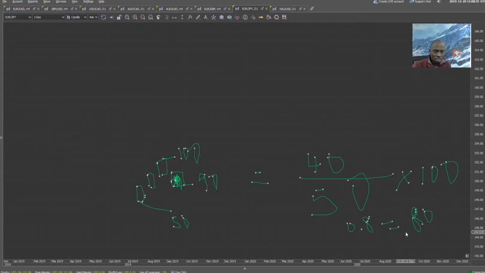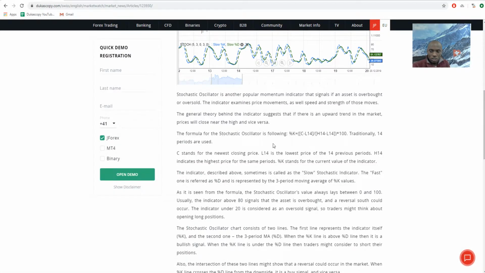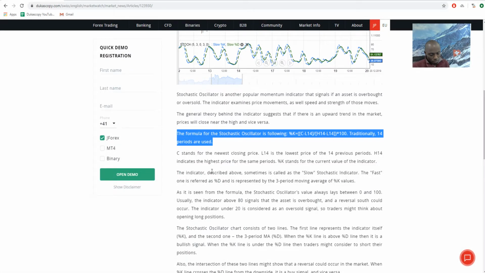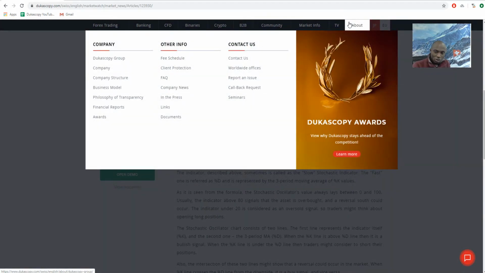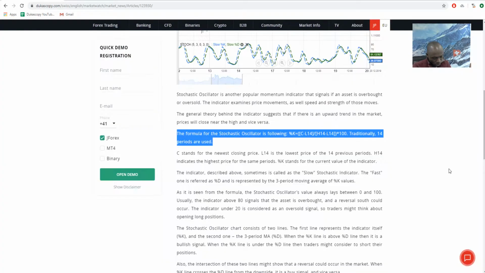I believe you guys understand right now. So that is the calculation of this formula. So that being said, let's move forward. I already gave you the theoretical parts. And why do we use stochastics?